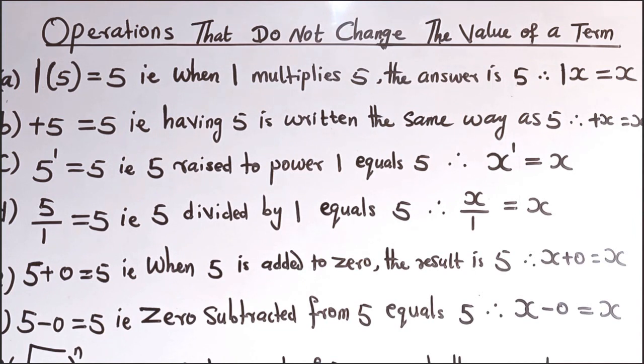The fifth operation is adding 0 to a number. In this case, we're adding 0 to 5. Watch it again here. You see 5 plus 0, and that is equal to 5. Logically, we can understand that the answer should be equal to 5. That is, nothing added to something is equal to something. It means there is no increase, there is no decrease. That is, when 5 is added to 0, the result is equal to 5.